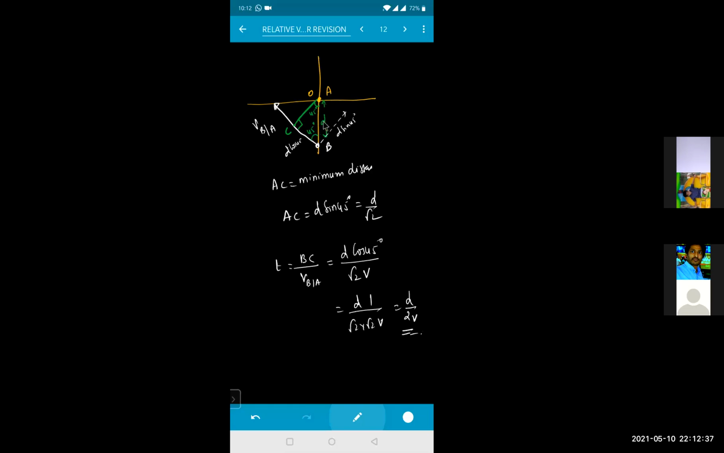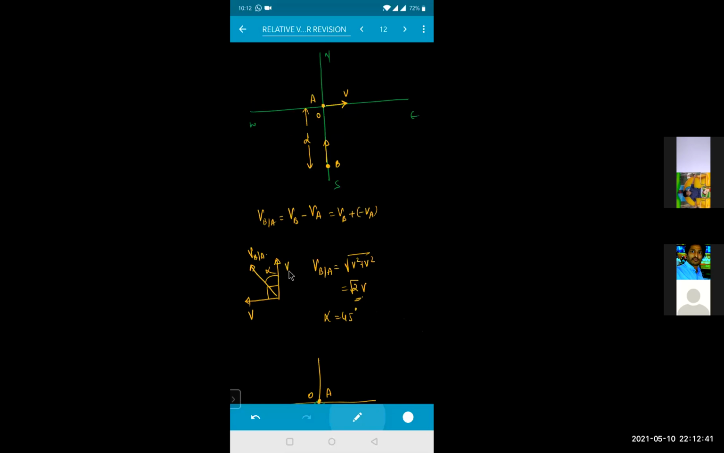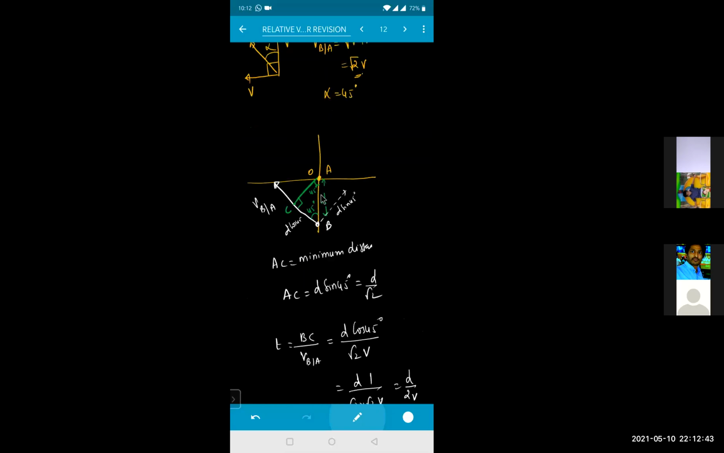Yes, sir. To find the minimum distance or minimum time, first find out the relative velocity. Now from the direction of the relative velocity, drop a perpendicular from point A. This will give me the minimum distance. So the minimum distance is this one. This is D. If you resolve this D into components, this is D cos 45 and this is D sin 45. This D sin 45 will be equal to AC. So AC will be equal to D sin 45, that is D by root 2.